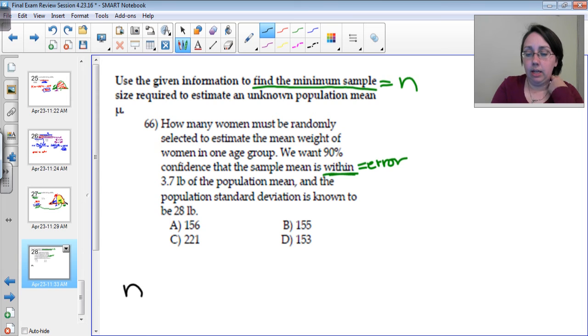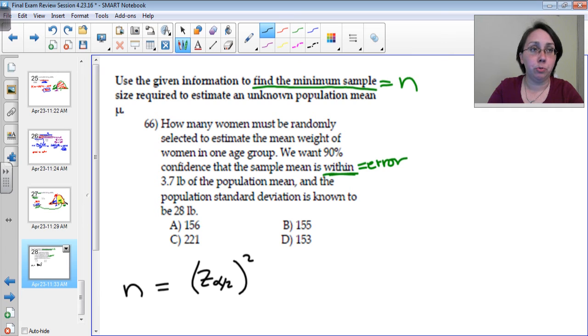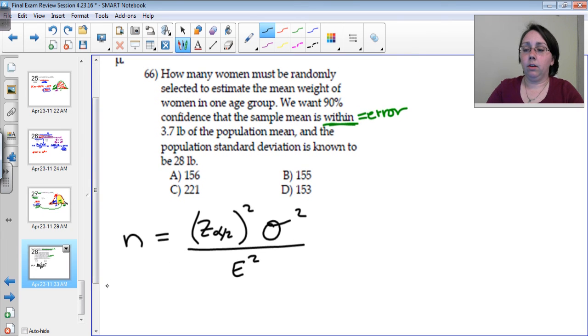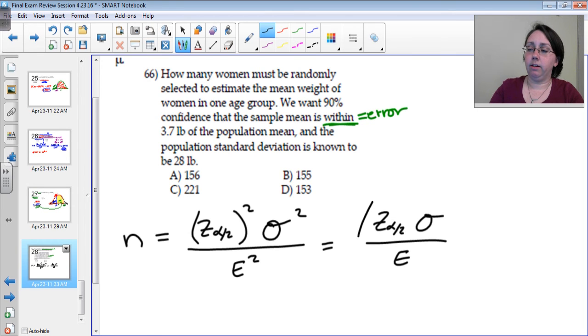Now, N equals Z alpha divided by 2 squared, no matter what N formula you use. This time we're not dealing with P and Q. This time we're dealing with the mean. When you deal with mean, you put sigma squared and then the error squared. Or square the whole thing. That's fine too. I don't remember which way your formula sheet had it. So okay, either way.